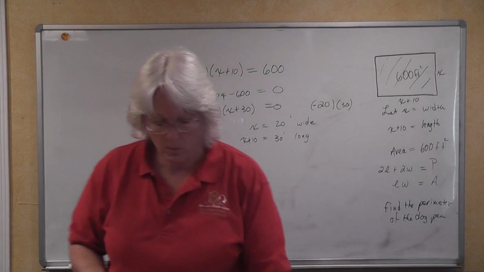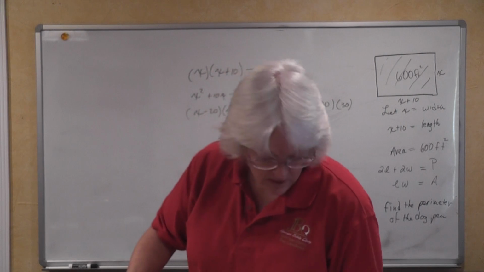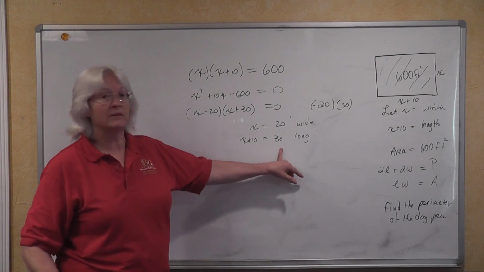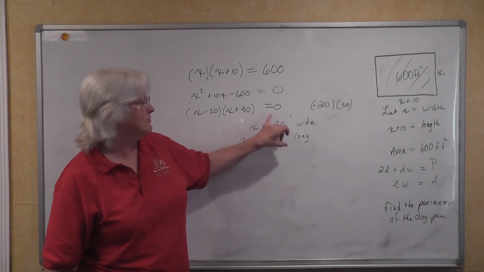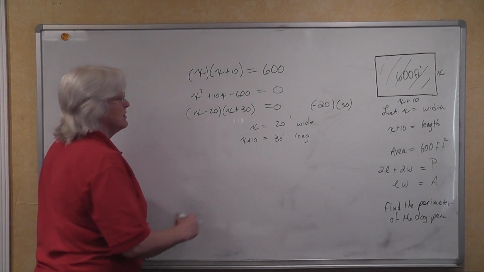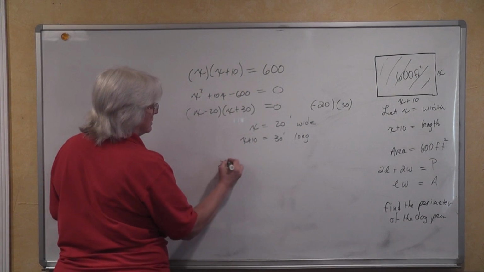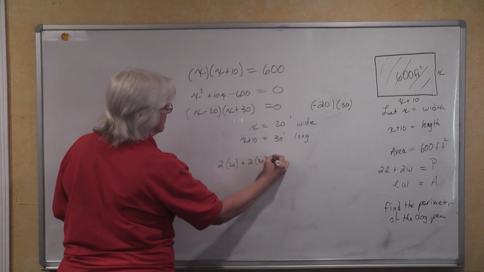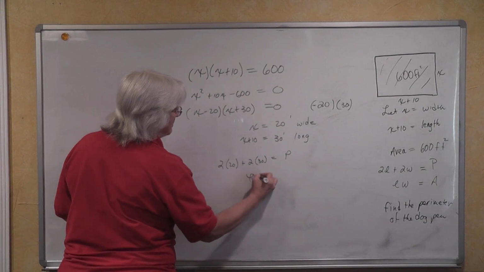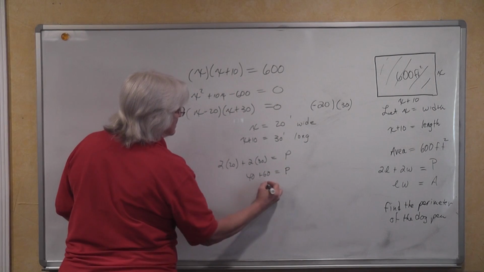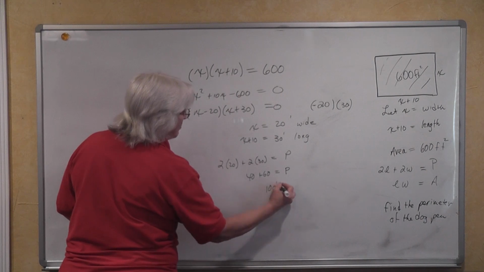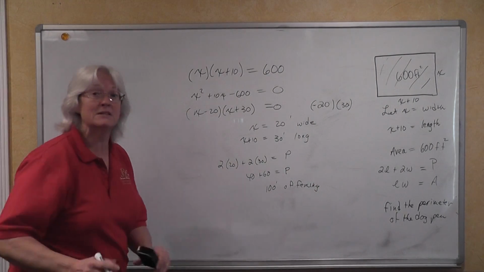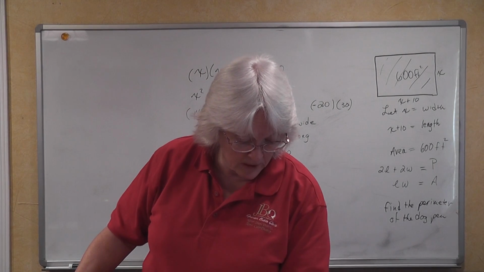Well, let's go back. What are we asked to find? How much fencing will you need to build the dog pen? Is that the answer? No. We have to find the perimeter of the dog pen. Twice the width plus twice the length is equal to the perimeter. So we have 40 plus 60. So we need to have 100 feet of fencing to build that dog pen.